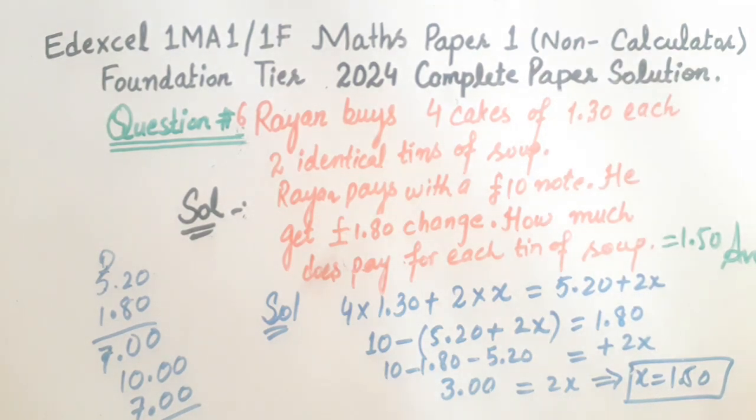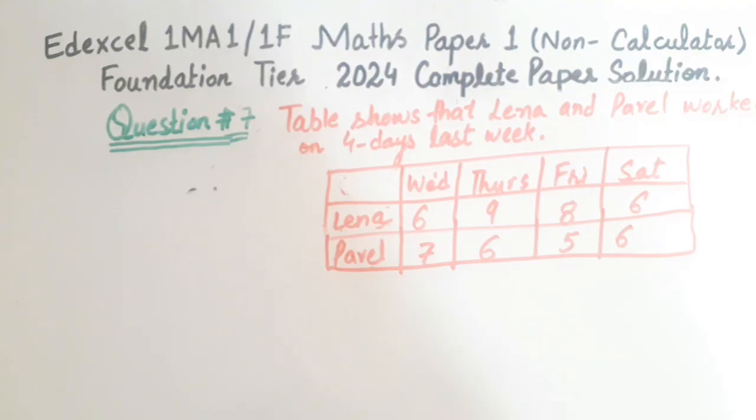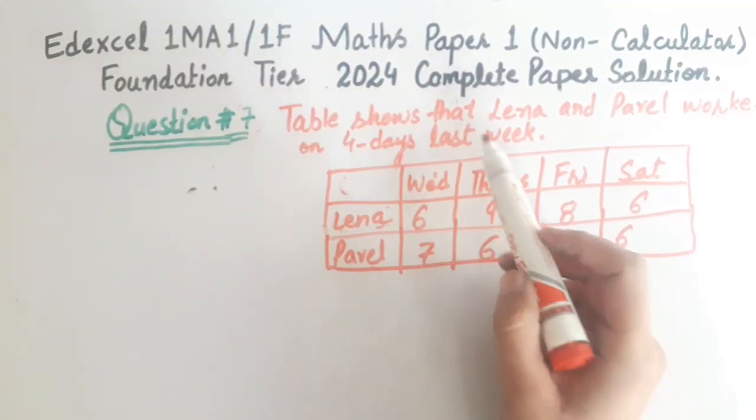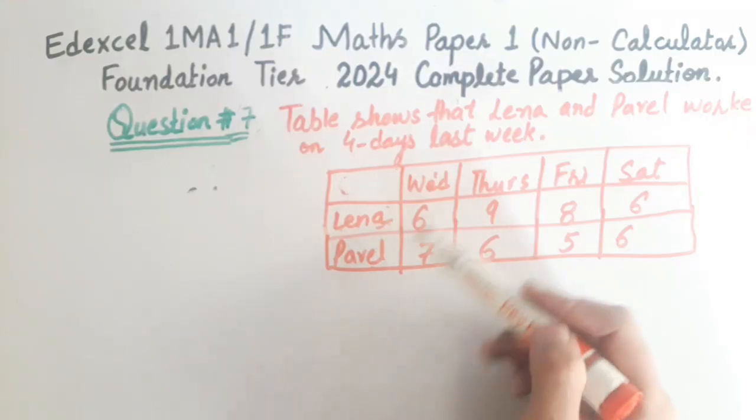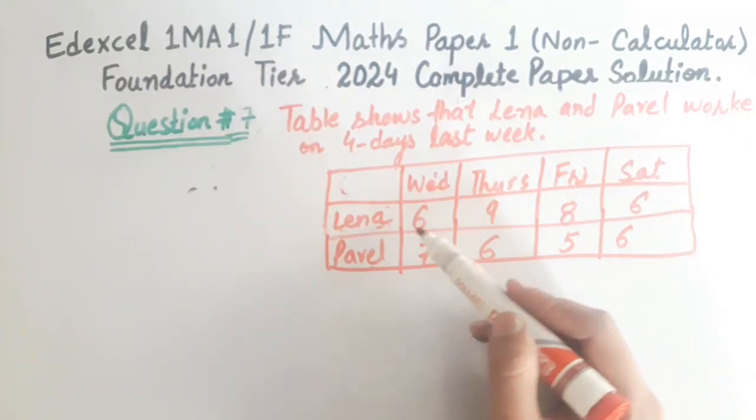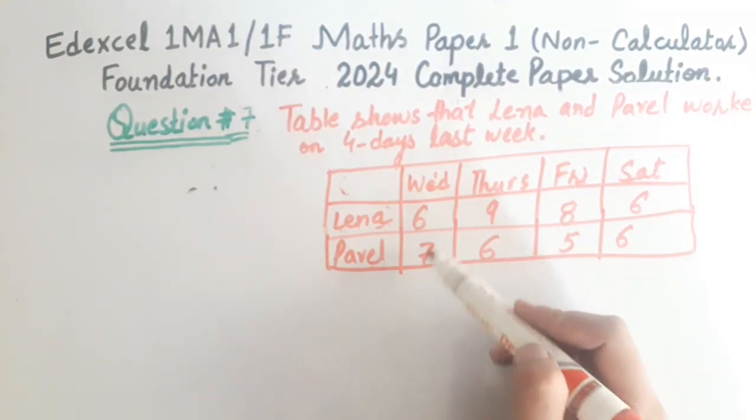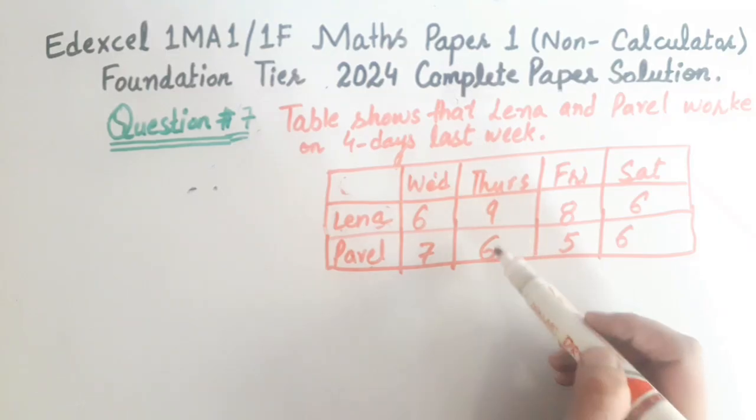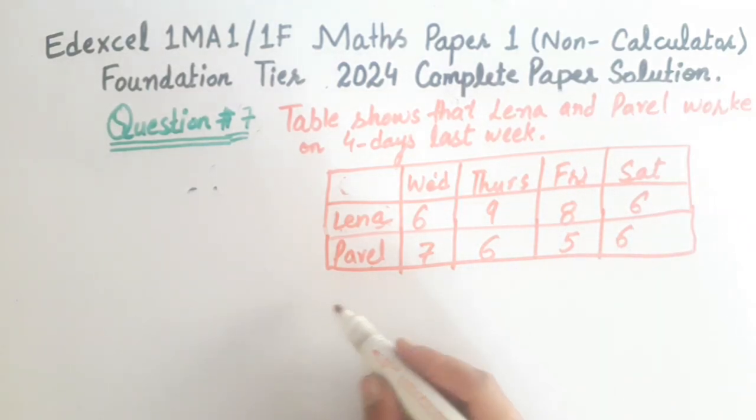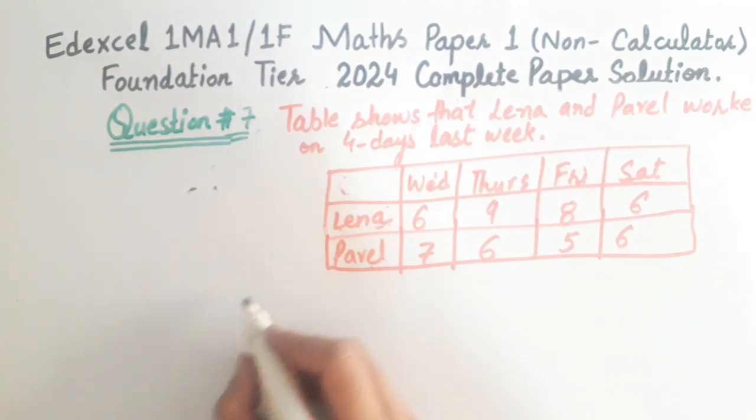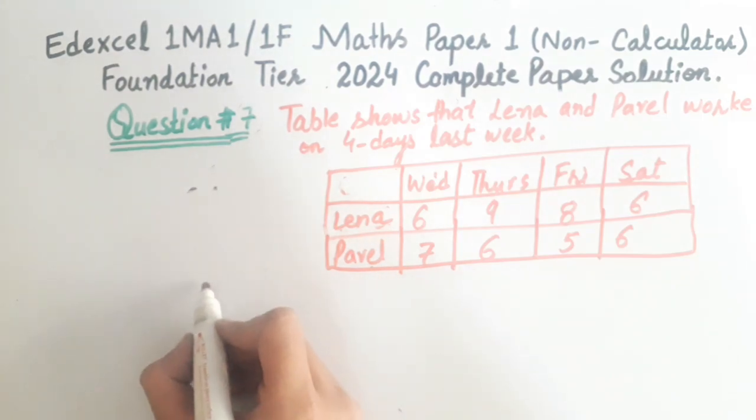Now we will solve question number 7. The question says the table shows that Lina and Powell worked on 4 days last week. You can see the number of hours on Wednesday 6 and 7, on Thursday 9 and 6, on Friday 8 and 5, and Saturday 6 and 6. You have to draw the table for this. So we will make a table or a graph. So draw a graph for this one.